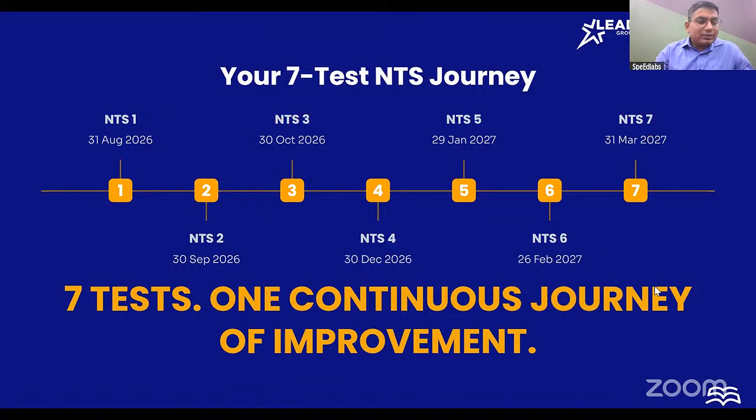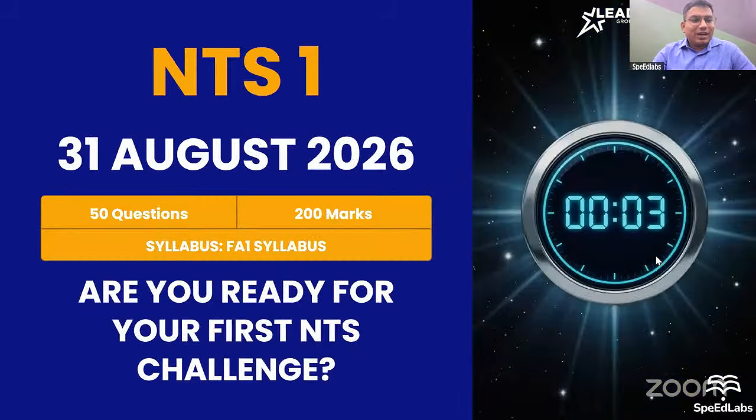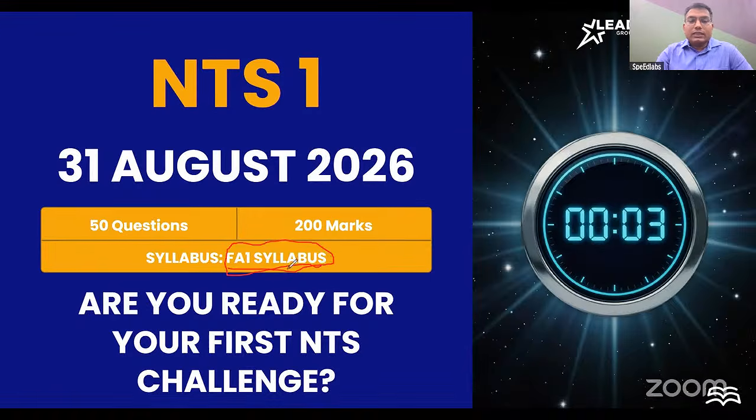Now you will be curious about the syllabus. How many of you are curious about the syllabus? So yes, the syllabus for NTS 1, which will be conducted on 31st of August, is our FA paper. The syllabus for NTS 1 will be the FA syllabus, our formative assessment syllabus 1, which we have already communicated to your school. If you don't know, we'll be sharing the details again. So the FA1 syllabus is our NTS syllabus 1.